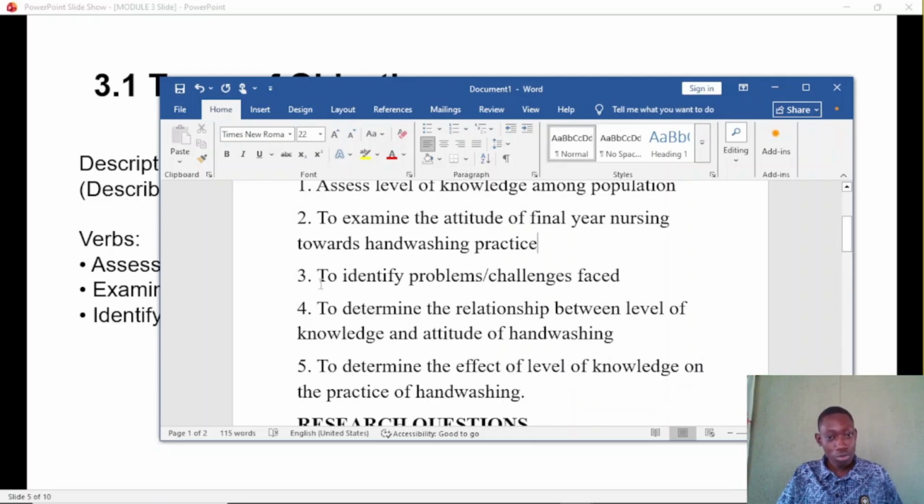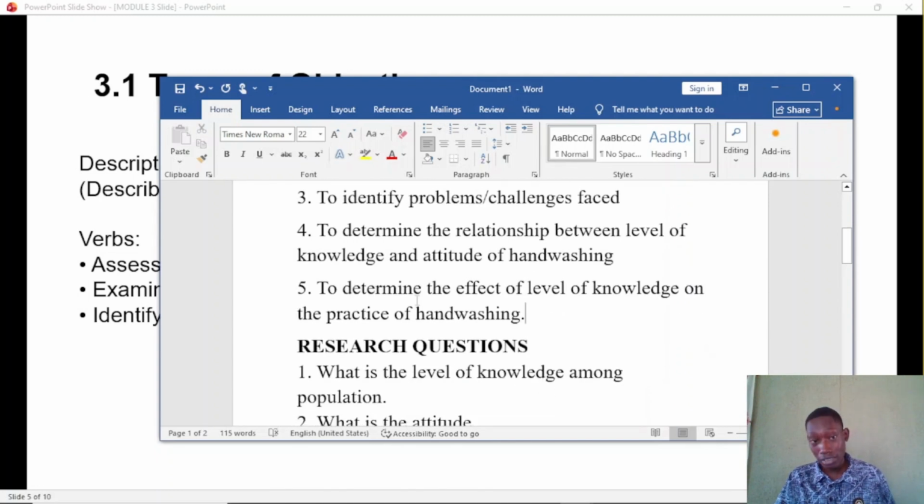So the third one too, to identify problems, you cannot say there is no relationship between the problems. Just go to your inferential objectives. Your inferential objectives are the only ones you can turn to a hypothesis. So to determine the relationship between the level, now for this one, your null hypothesis will be null, and null means 0. Null set in mathematics, null means 0. You get. So there is no.